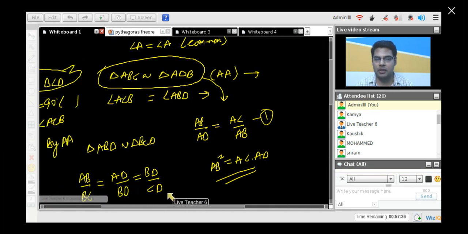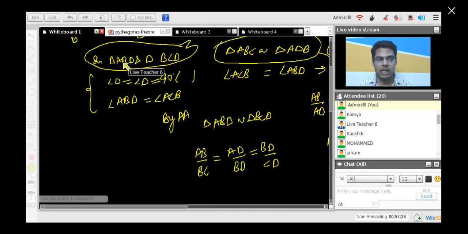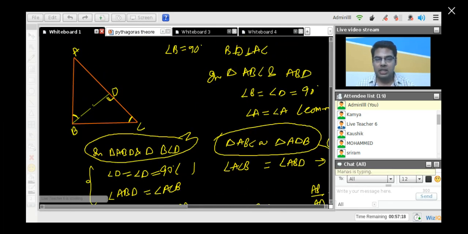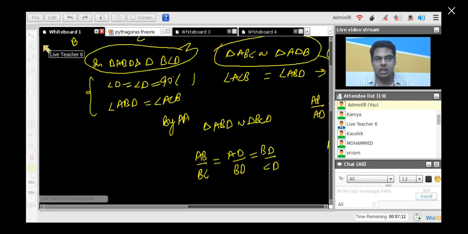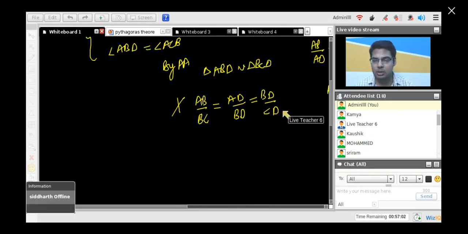In which one are you talking about, Manas? Let us cross check. Here we have AB by BC equals AD by BD equals BD by CD. Is there any doubt in this? Basically, from this fraction we will not get the required value, because we need AC square or BC square, but if you cross multiply in any one of these, you will not get AC square or BC square. So we should think about other similar triangles.